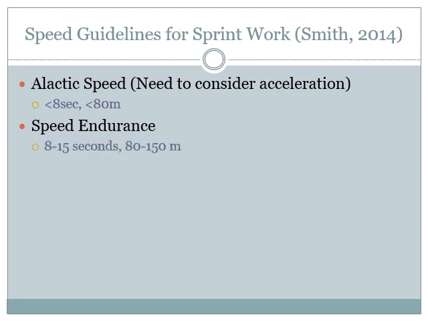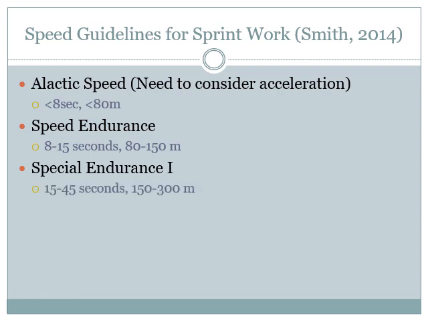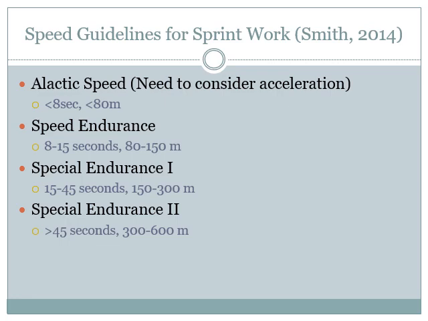When you're talking speed endurance, you're talking between 8 to 15 seconds and 80 to 150 meters. Okay, so that would be your speed endurance. Your special endurance 1, 15 to 45 seconds, or between 150 and 300 meters. And then your special endurance 2 is less than 45 seconds, around 300 to 600 meters. Okay, so these are kind of your guidelines when you're setting up your speed work as far as how you want to break down your speed work and your distances.